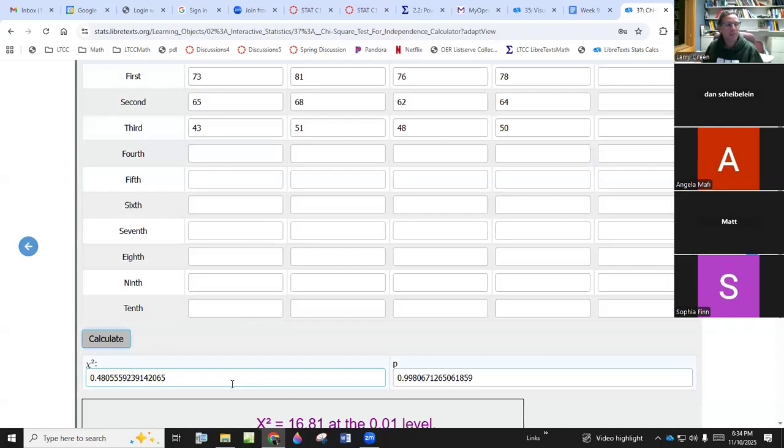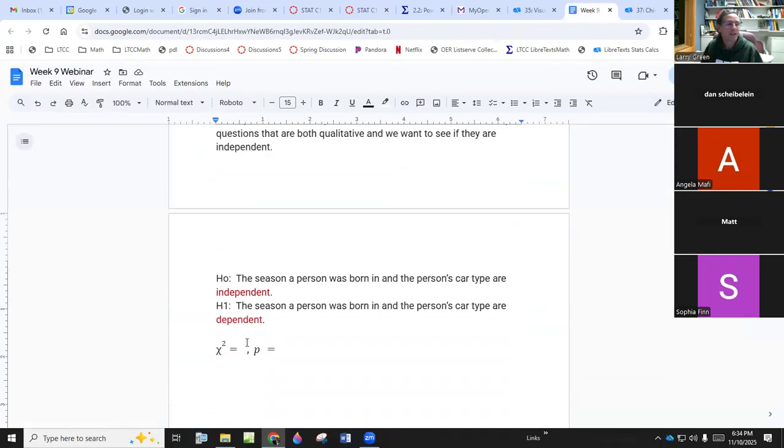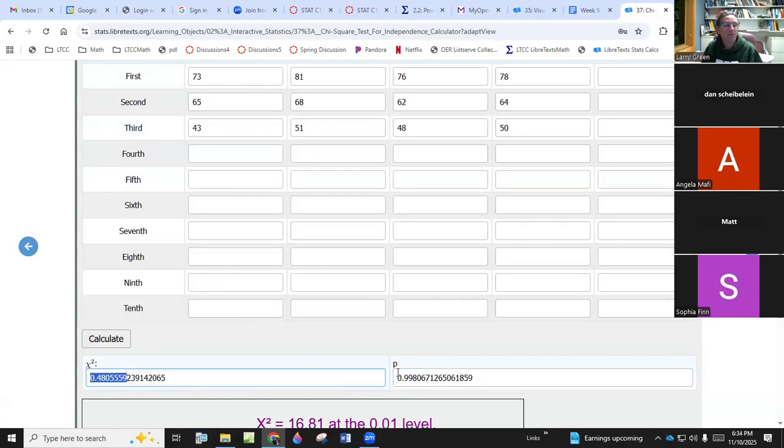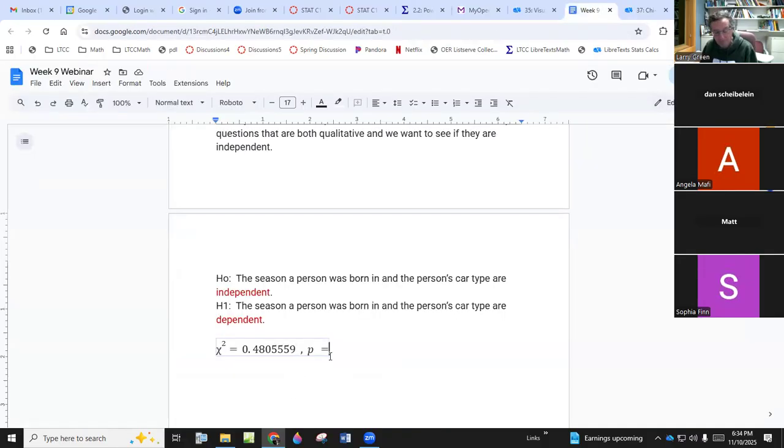And hit calculate. And there we go. Our chi-squared is 0.48 and a bunch of others. Let's copy it. So our chi-squared, that's our test statistic, is 0.4805559. And the p-value is 0.998067 or so. Then copy that, paste it. Any questions on the test statistic and the p-value?